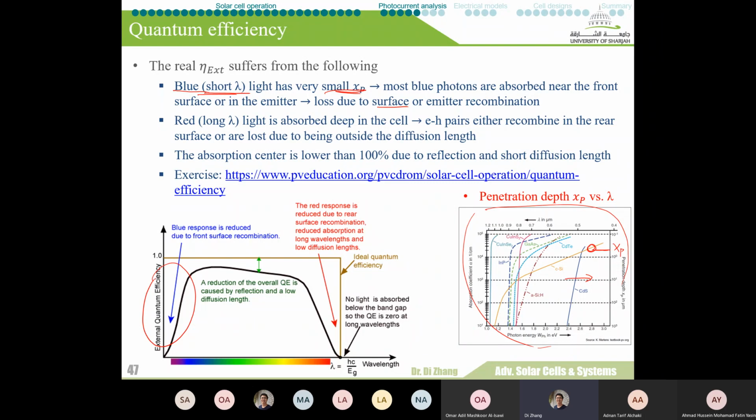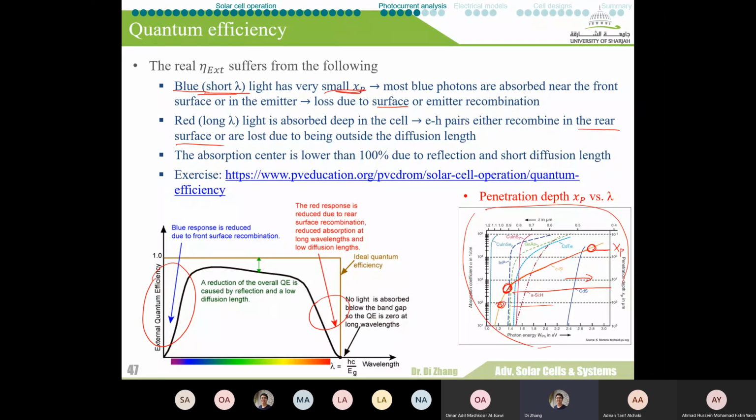And then what is the problem at the long wavelengths? At the long wavelengths, we're talking about cases in here or near here. In this case, they have a very high penetration depth. So most of the time these photons will be absorbed very deep into the solar cell, which means they will typically be absorbed near the backside of the solar cell. If you are too close to the backside, the problem again is that you have a high surface recombination from the backside, so they can easily be recombined.